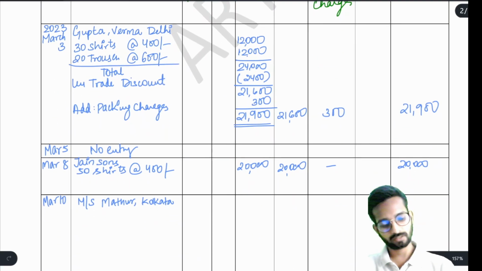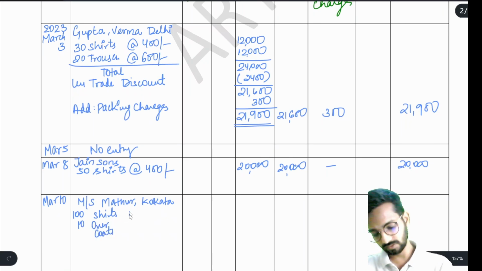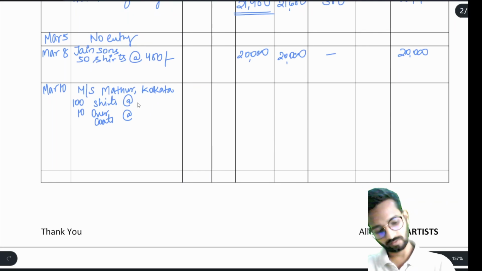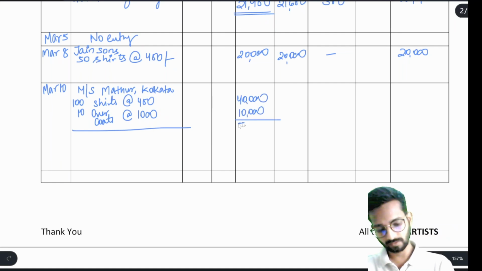Okay. We'll write here 100 shirts, 10 overcoats at, what's the prices? 400 and 1,000, then 10% discount. 400, 1,000. How much is the cost? 400 into 100 will be 40,000. 1,000 into 10 is 10,000. 50,000. This is your total.